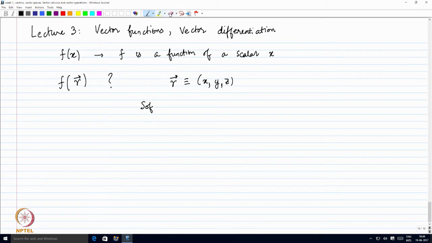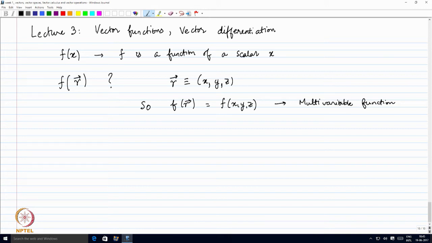So, we can think of f of r as nothing but some function of x, y, z. Okay. So, it is nothing but a multivariable function. So, a function of many variables is a function of a vector. Okay.